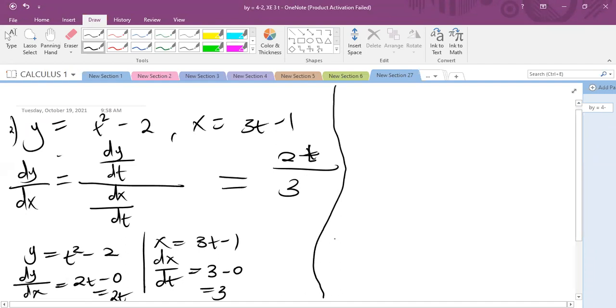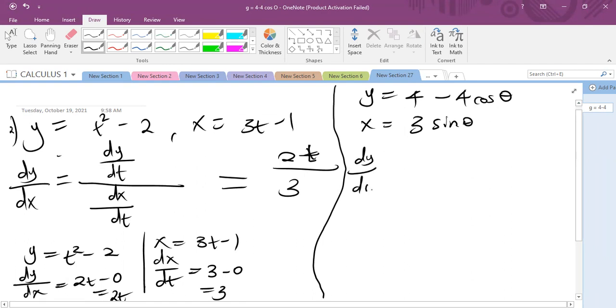Given that y is equal to 4 minus 4 cos theta, and x is equal to 3 sine theta. So what is dy d theta? From the differentiation of parametric equations, the formula will be, sorry, what is dy dx? Not dy d theta, dy dx. So dy dx will be given by dy d theta, all this divided by dx d theta.